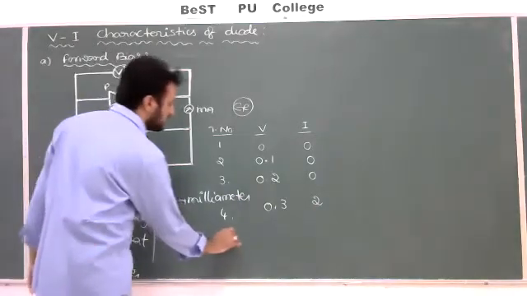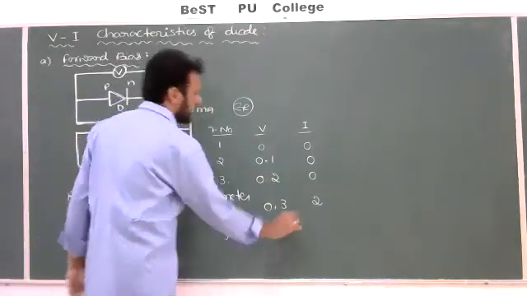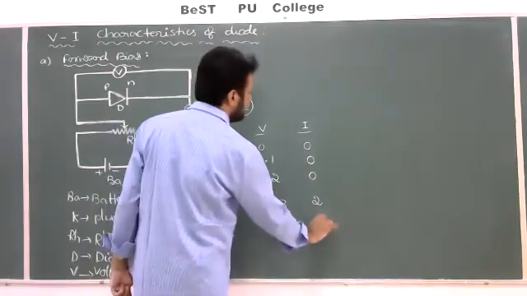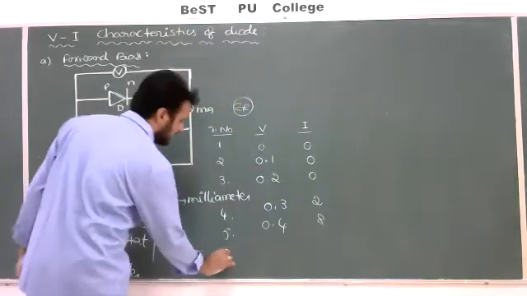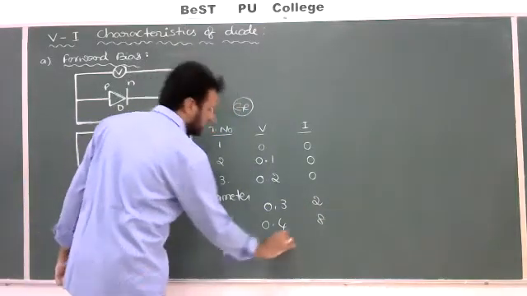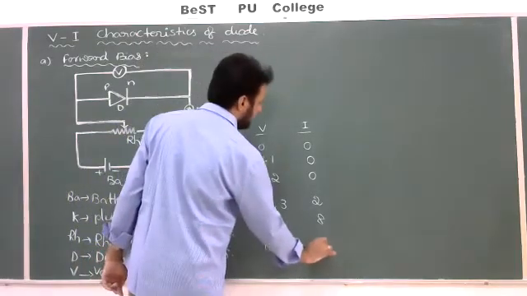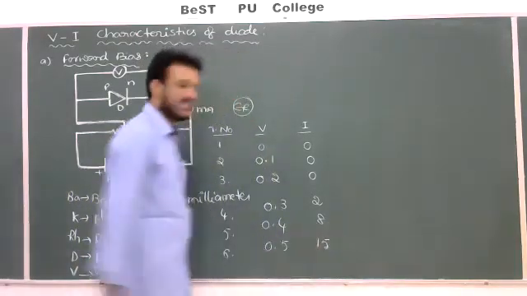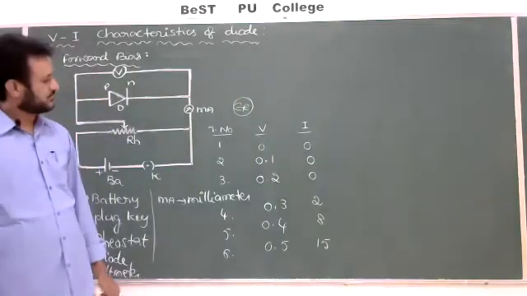Next I am applying 0.4 volt. So current will increase to 8 milliampere. And I am applying 0.5 volt. So current will be nearly 15 milliampere. Check here how the current changes.